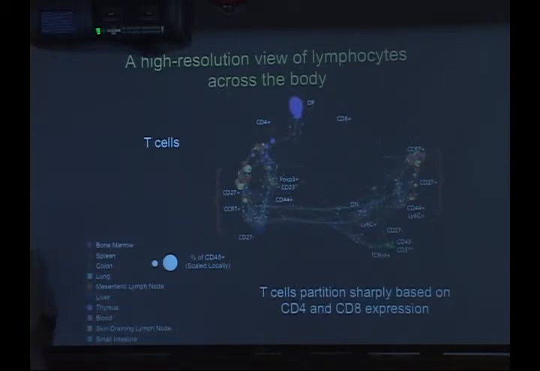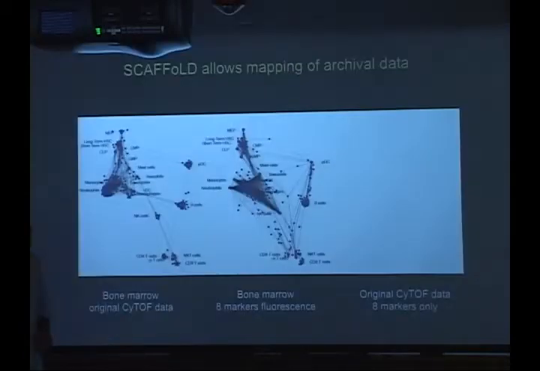And the other thing which we are now working on is the idea of mapping additional archival data on this reference map that we've built. So, for instance, this is the original bone marrow CyTOF data. And this is an experiment from different mice done by fluorescence. So this is actually fluorescence data mapped on CyTOF data, which is kind of a tall comparison to make. But essentially, what's happening here is that, of course, the layout is not as clear and as nice as the CyTOF one, but you can still call out the major differences.